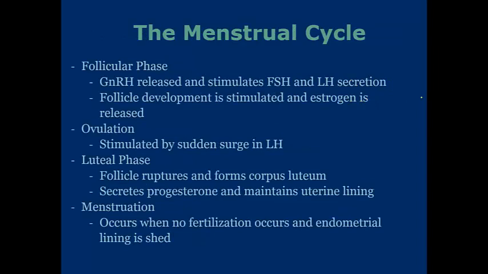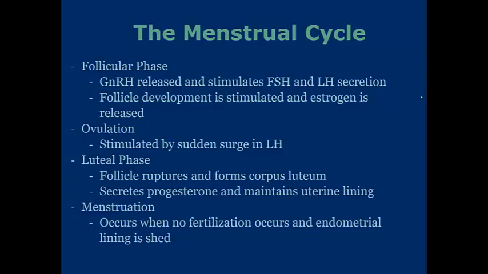The last thing we'll get into in this lecture is the menstrual cycle. This occurs only in females. It's comprised of 4 steps in particular, the first being the follicular phase. This is when GnRH releases and stimulates FSH and LH secretion. Follicles then develop, and estrogen is released at this phase.